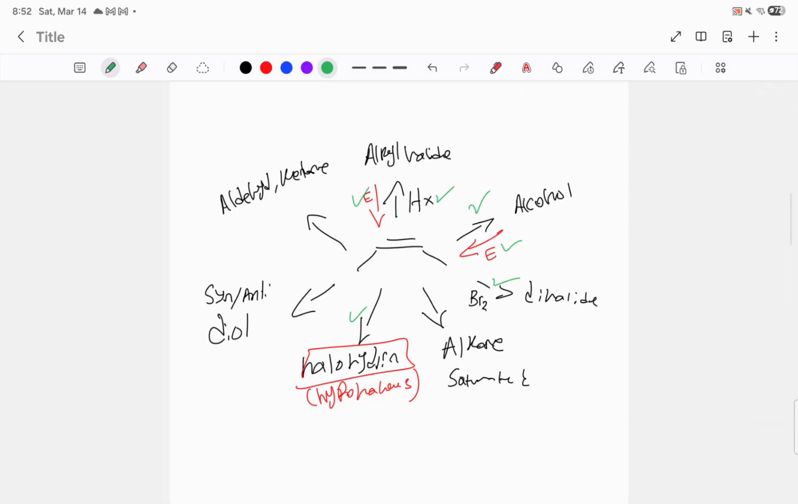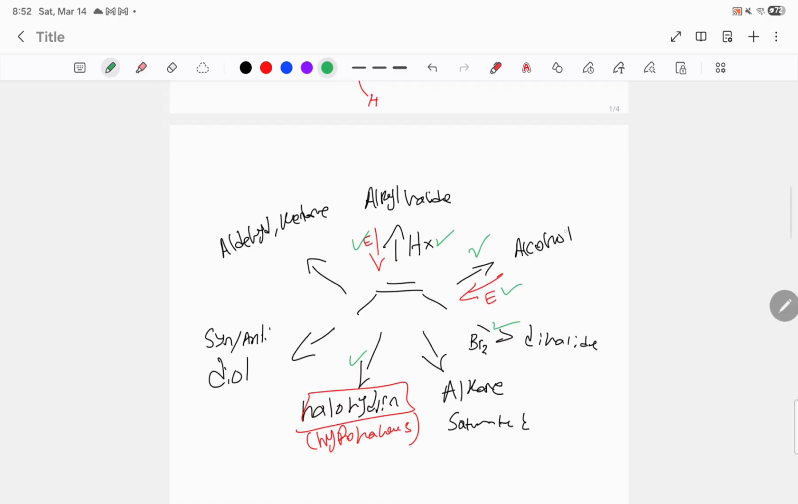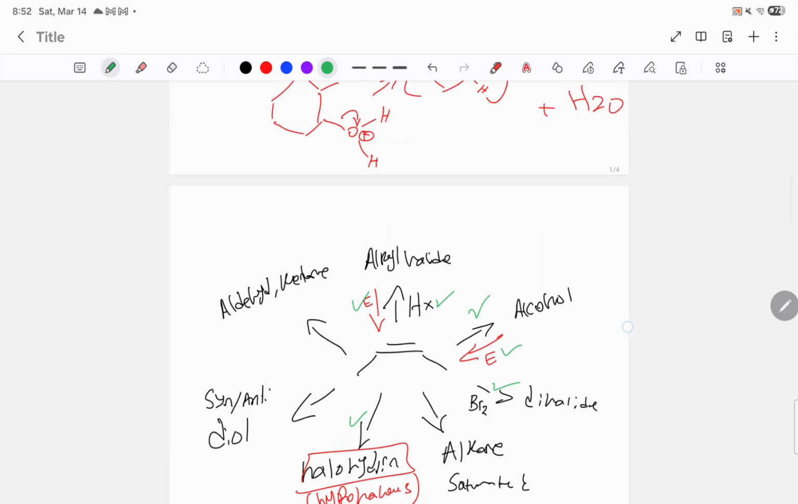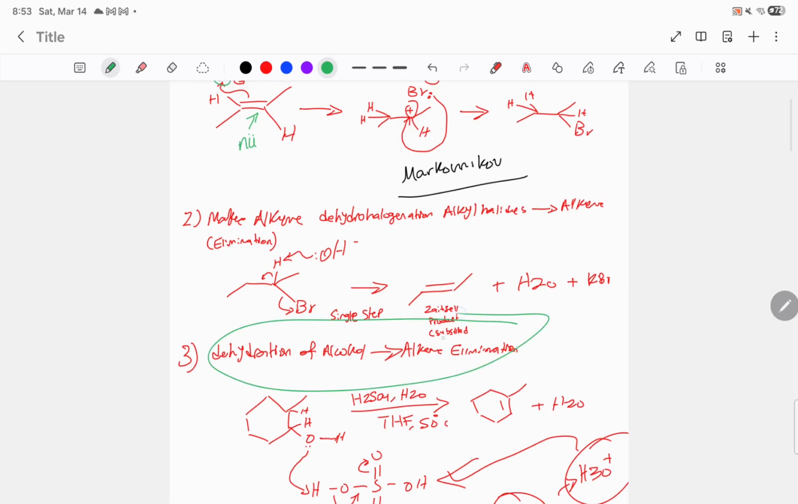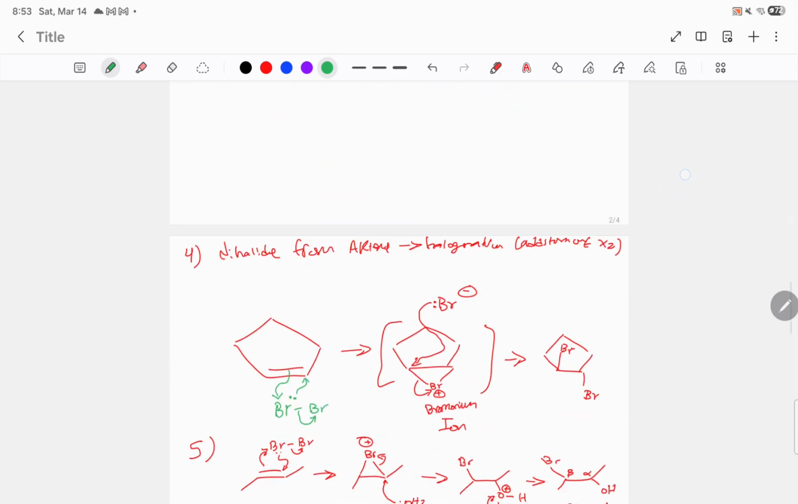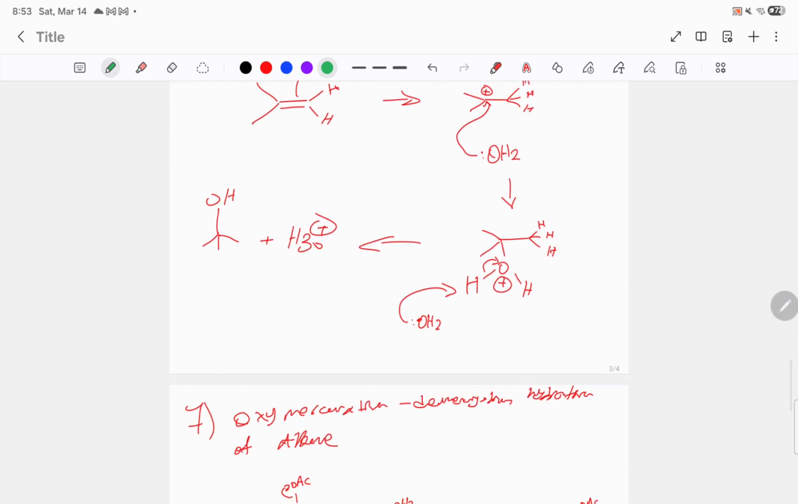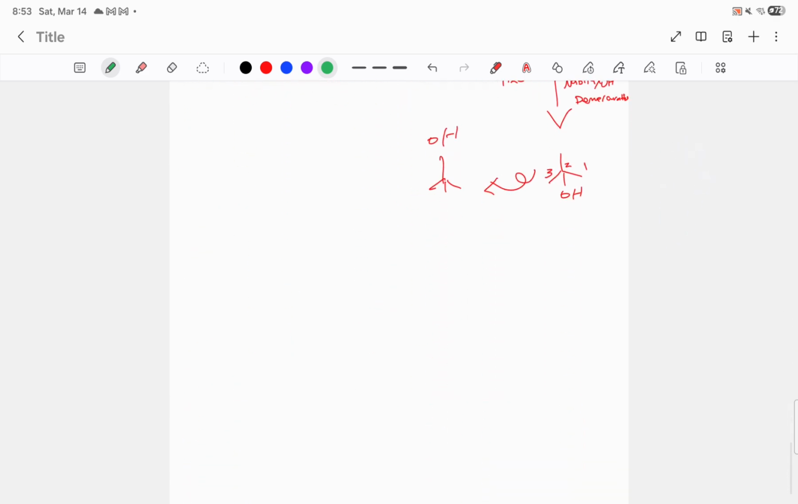And again, in both scenarios, I'm getting the same alcohol. It's just that in oxymercuration-demercuration, I can avoid a carbocation rearrangement, which is amazing for me. And of course, now you understand that from the alcohol, I can go to the alkene by way of dehydration of an alcohol, which, again, has to do with an elimination reaction, okay? So hopefully you're seeing the kind of trends here. Let's move on to our next reaction.